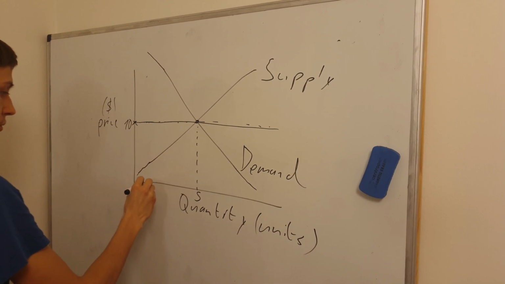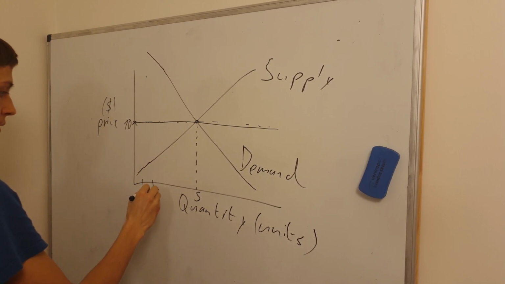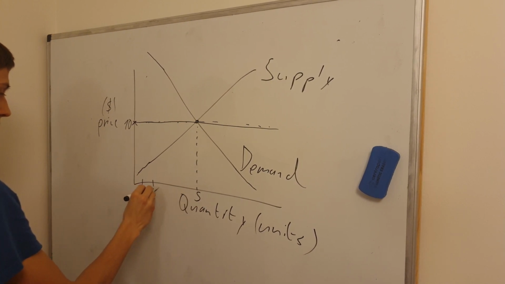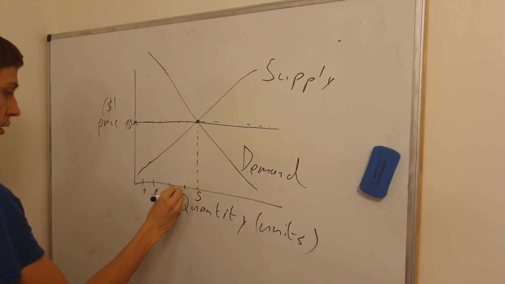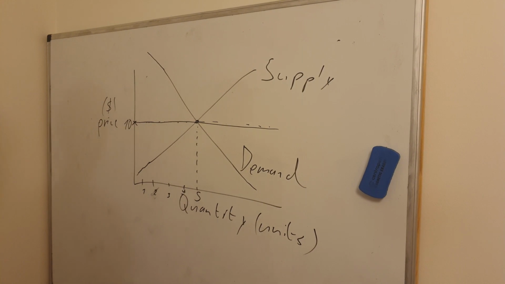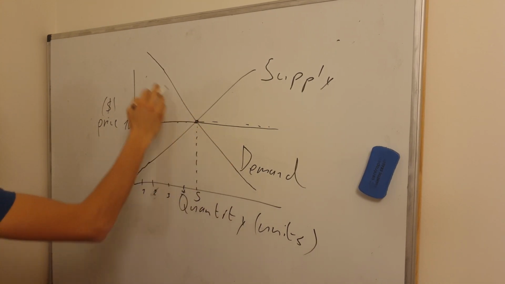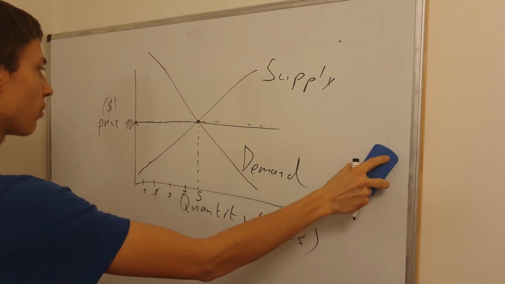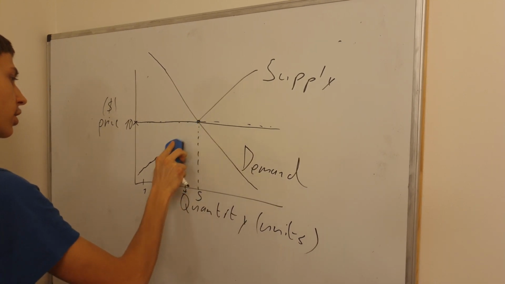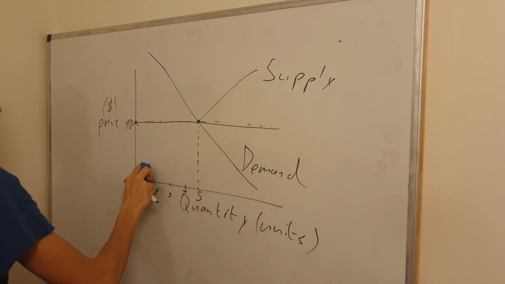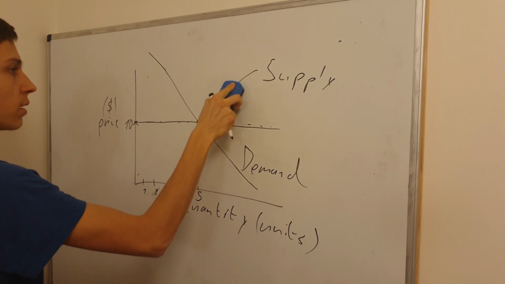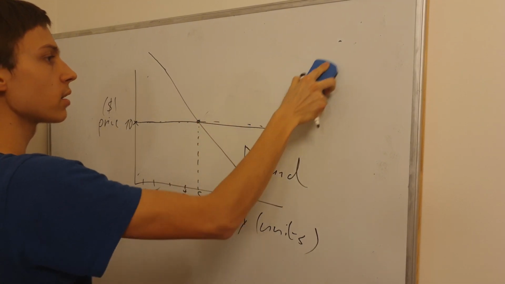Here I will do 1, 2, 3, 4, 5, like this. So the demand curve, and maybe I should get rid of the supply curve just to not confuse it now. It's not really required for this one. At the end of the day, we will get rid of it.